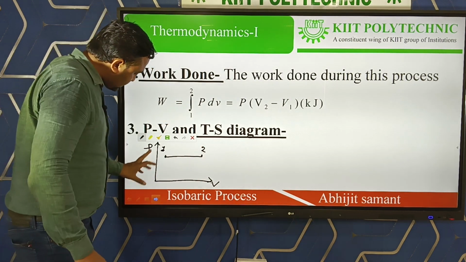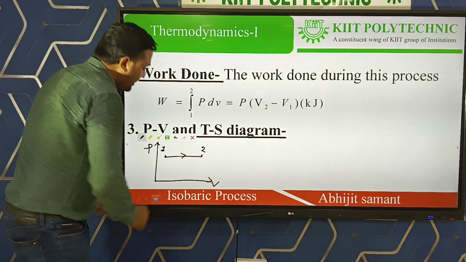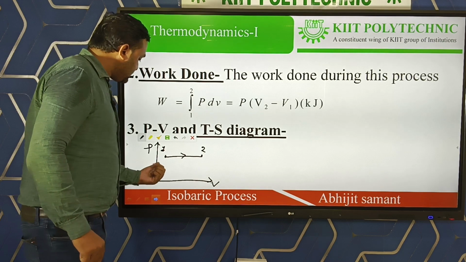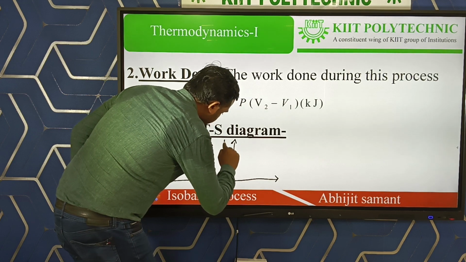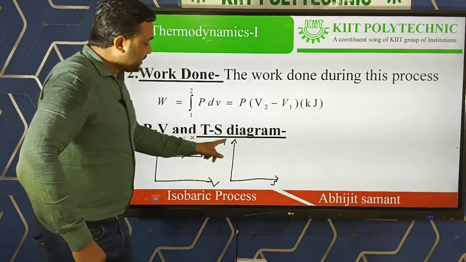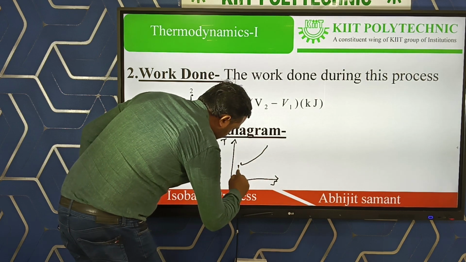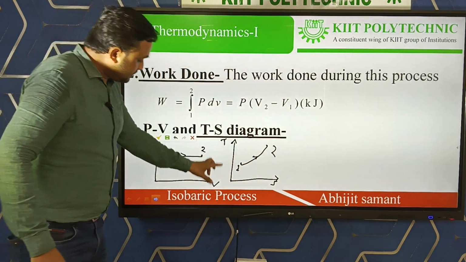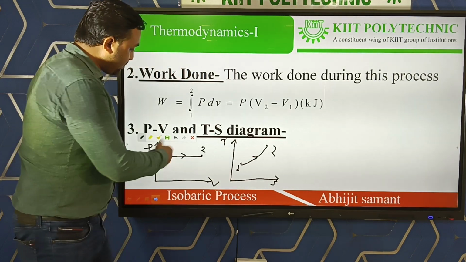So the system is transferred from state 1 to state 2, and as the pressure remains constant, the line is a straight line. And in case of the TS diagram, T stands for temperature and S stands for entropy. In case of the TS diagram, this is like a curve. So from 1 to 2, the system travels from 1 to 2, and for the TS diagram, it is like this curve. So how does it come like this?